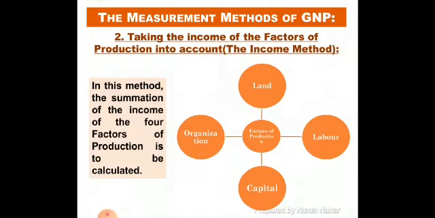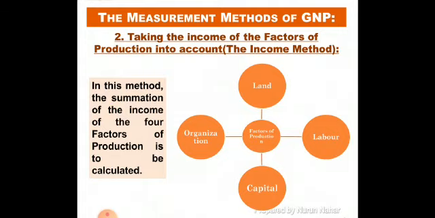The second method of calculating GNP is the income method. According to your book, it is taking the income of the factors of production into account. My dear students, let's see the diagram. As you can see, there are 4 major factors of production.